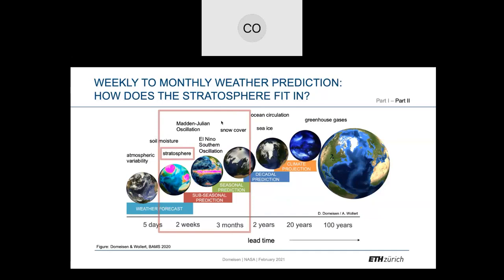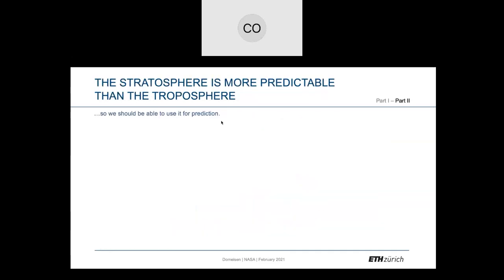So the nice thing, and why we want to use the stratosphere for predictability, is that the stratosphere is more predictable than the troposphere. It generally moves much slower, and it does seem to have an influence on the surface, so we should be able to use it for prediction.